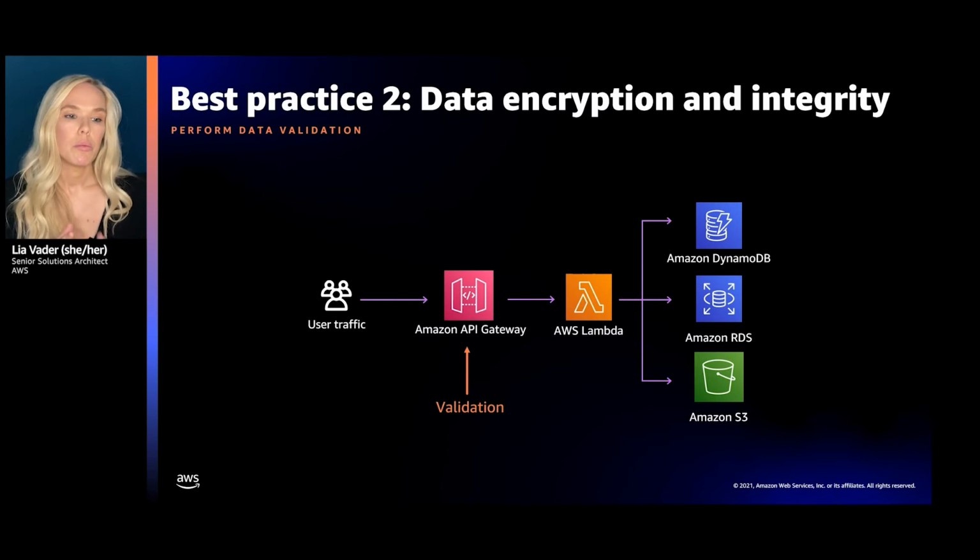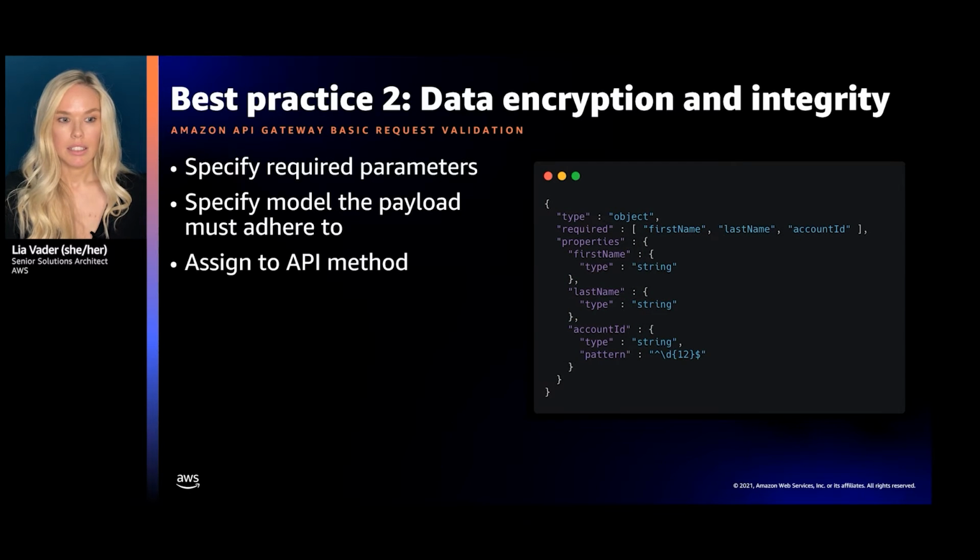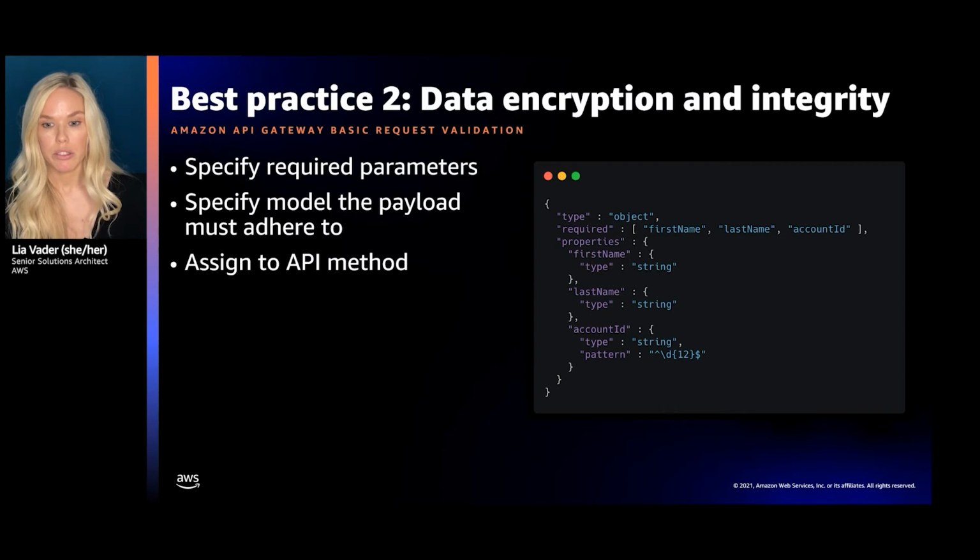So let's move on to performing data validation. There's a couple ways of doing this. The first is via API Gateway. So API Gateway can perform some basic validations. It can check for parameters, query strings, and headers, and that they're present and non-blank. And then it can check that the payload complies with your configured JSON schema request model.